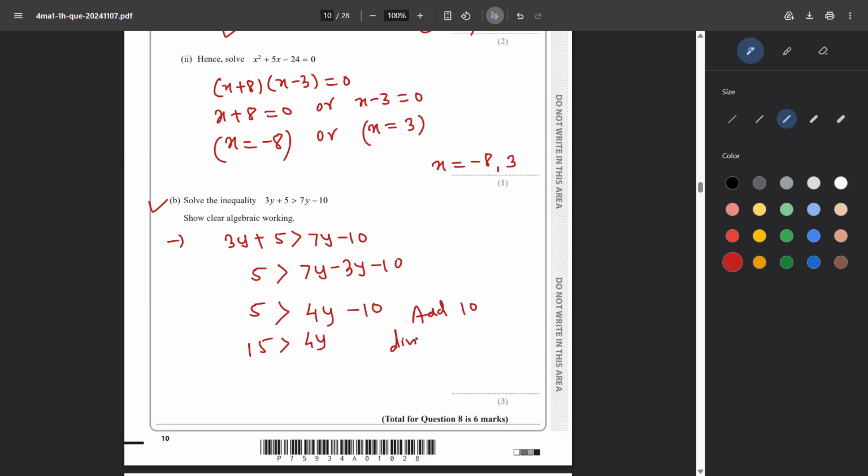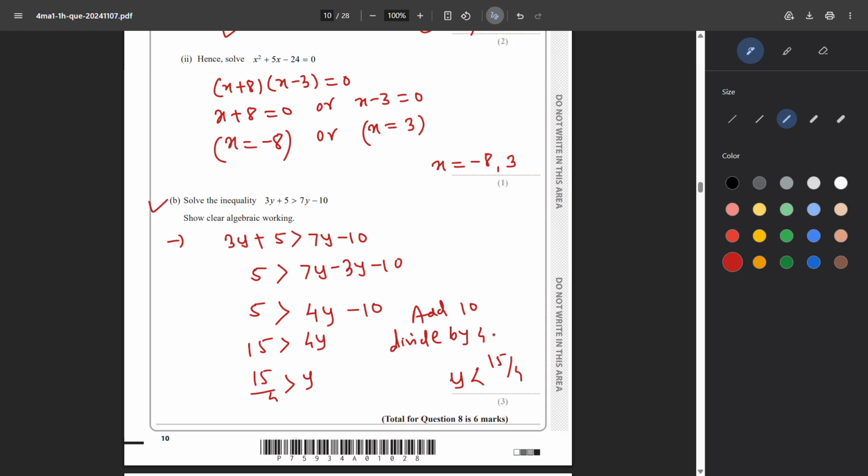After this, you have to divide by 4. If I divide by 4, we'll get 15 by 4 is greater than y. So we have to write it in this way, or simply y is less than 15 by 4.